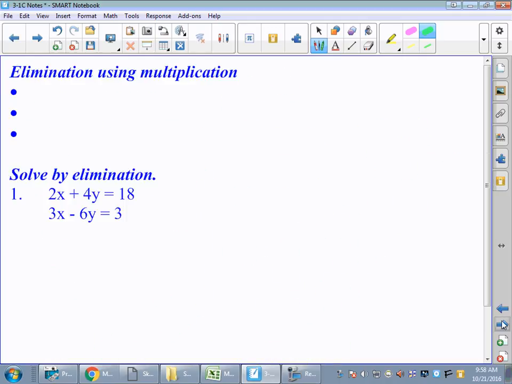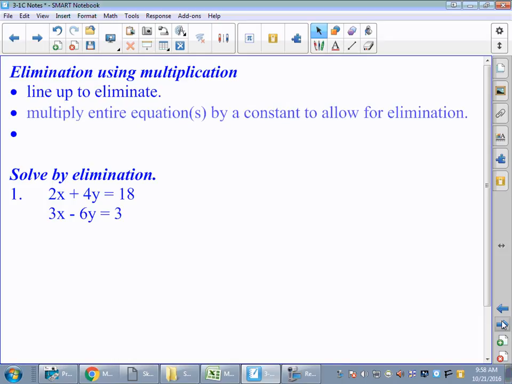So if you look at this next example, the 2 and the 3x won't cancel, and the 4 and the -6 won't cancel as of right now. But I still want to use elimination. So this is where we do something first to the equations. We multiply the equations so that they do equal. We manipulate the equations so that they'll work. So you line up to eliminate. You're going to multiply the entire equation or equations by a constant to allow for elimination.